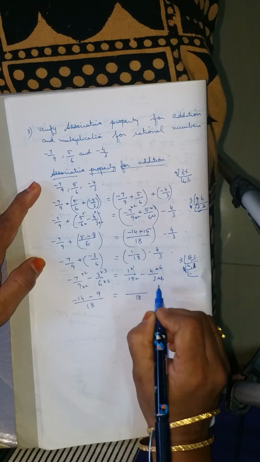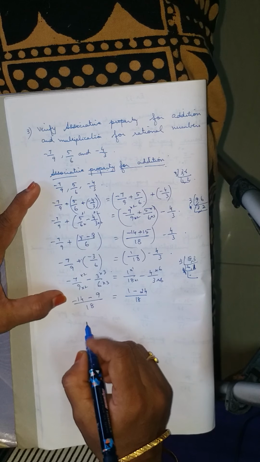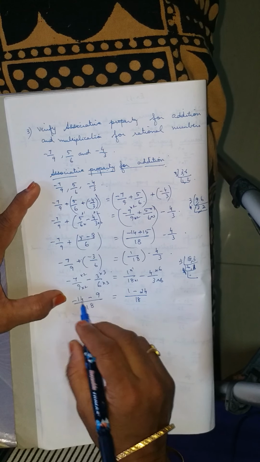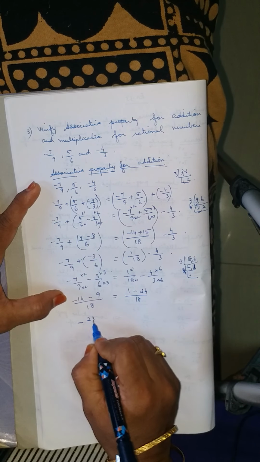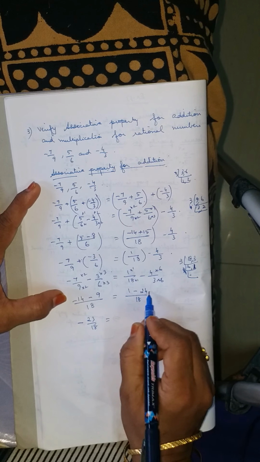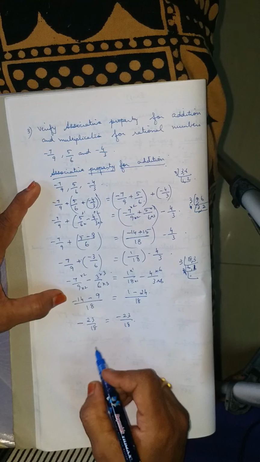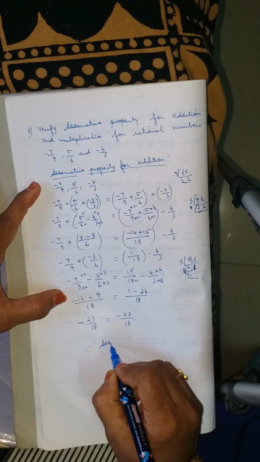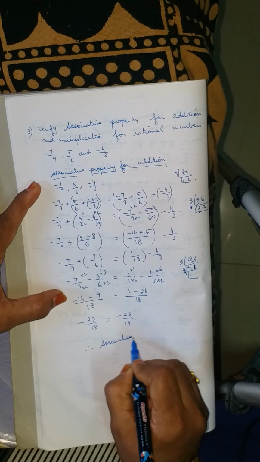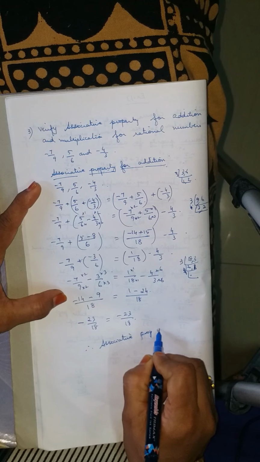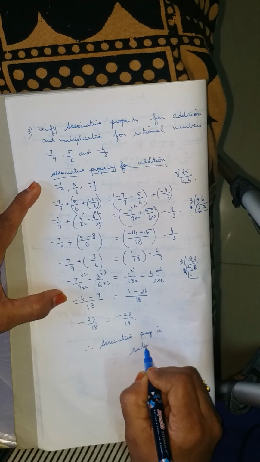So, 1 minus, 4 6s are 24. Subtract, both are negative, add up and put the negative sign. So, you will get minus 23 by 18, is equal to 1 minus 24, minus 23 by 18. Both sides are equal. Therefore, associative property is satisfied. I will explain once again.